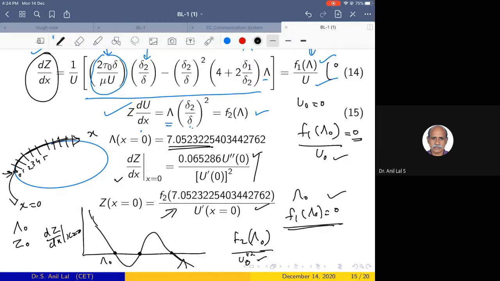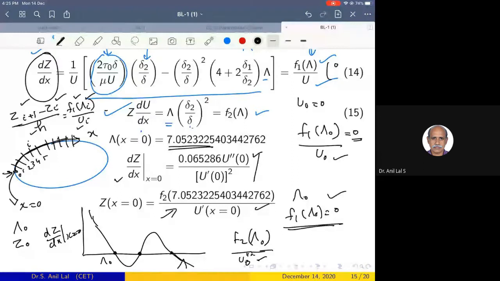So dz by dx for any ith point can be discretized as zi plus 1 minus zi by the step length h is equal to f1 of lambda i divided by u of i. So for f1 of lambda i, by knowing lambda i, which is an input, and by knowing zi, we can progress to find out zi plus 1 by this kind of a numerical scheme.